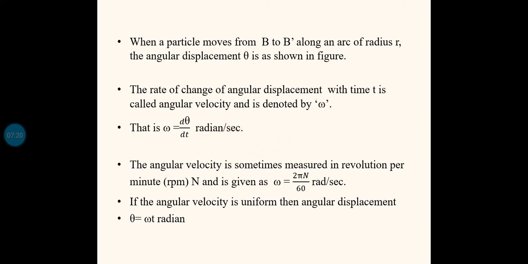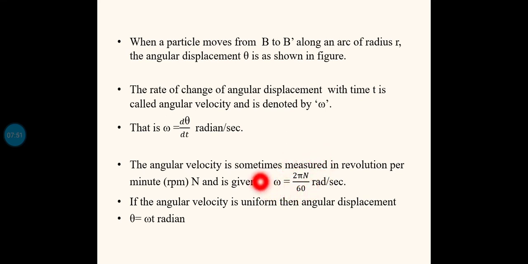Now the angular velocity is sometimes measured in revolutions per minute. Instead of radian per second, angular velocity is sometimes expressed in terms of revolution per minute, RPM, and its symbol is capital N. If N is the RPM, number of revolutions per minute, then the angular velocity omega is given by 2 pi N by 60 radian per second.